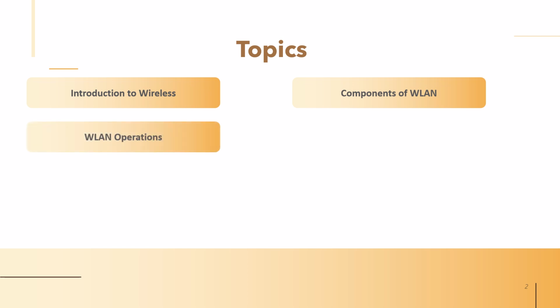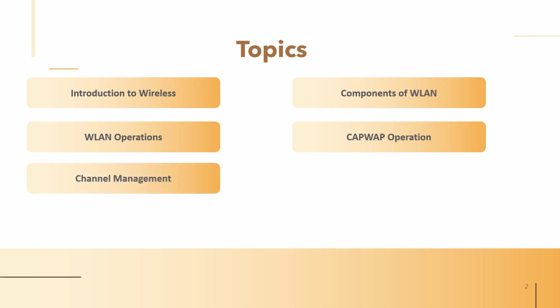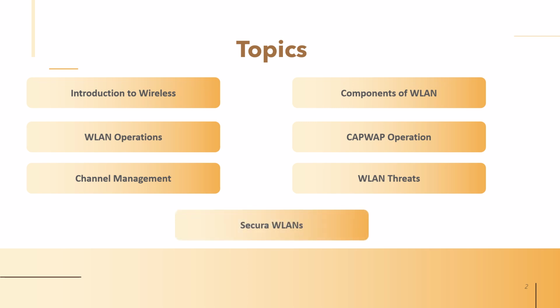explain how wireless technology enables wireless LAN operation, explain how a wireless controller is used to control and provision wireless access points to manage multiple access points. We will describe channel management in a wireless LAN. We will describe threats to wireless LAN. And then we will even describe wireless LAN security mechanisms.